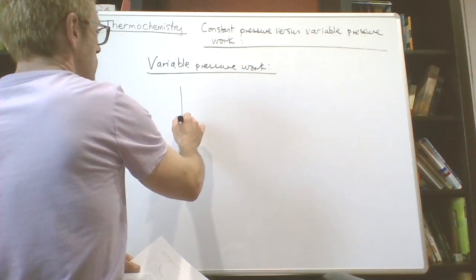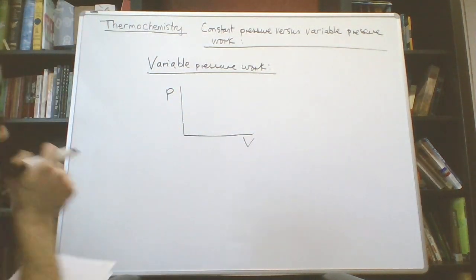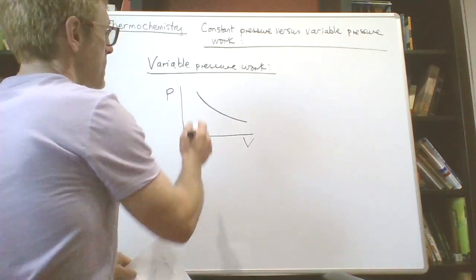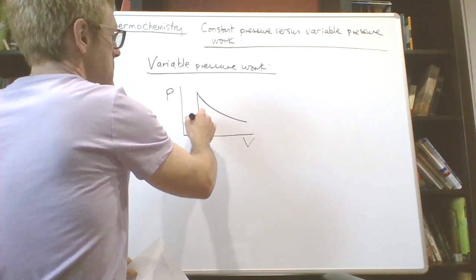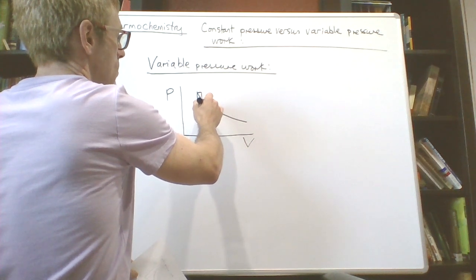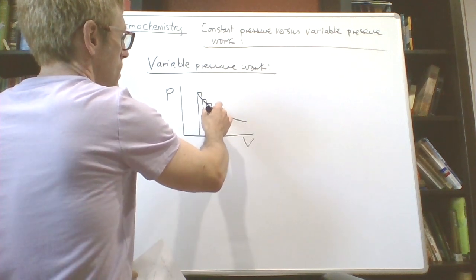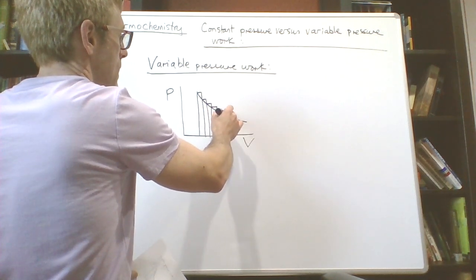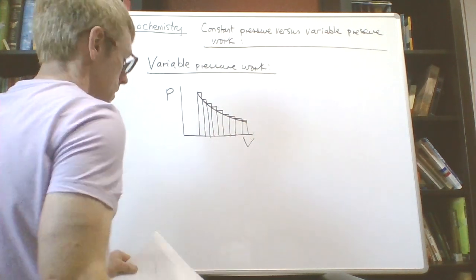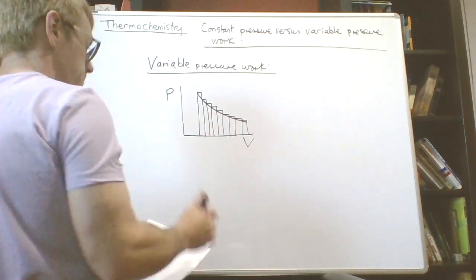We take a plot of pressure against volume. We'll take our same curve. What we really want to do is to look at slices and add those slices together. So we want to look at small slices, best we can, and then add them together. So this tells us how to solve the problem.